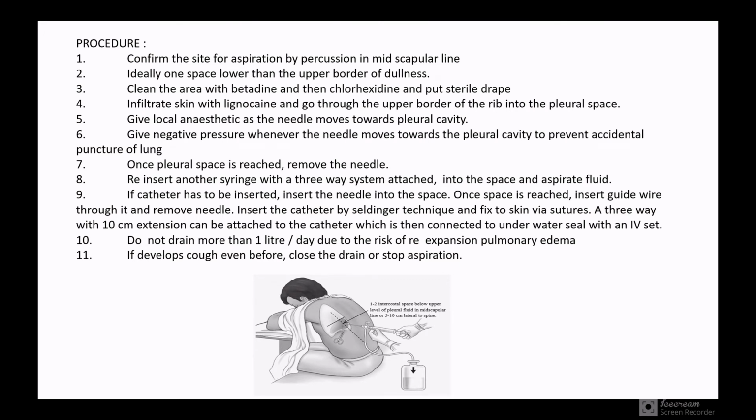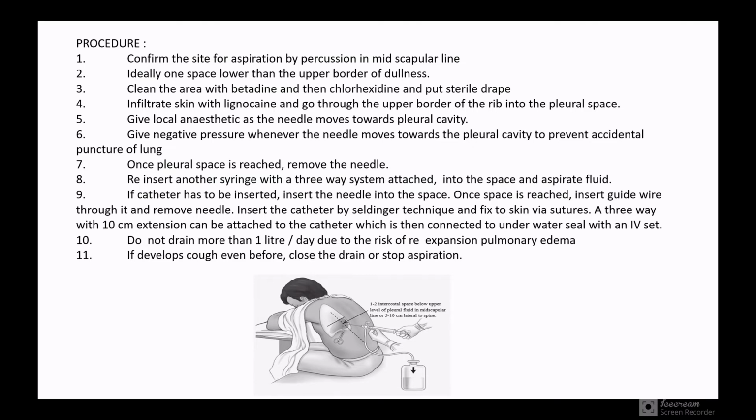Now the procedure. First confirm the site for aspiration by percussion in the mid scapular line. For more details about percussion and the physical examination, I will be making another video, and all details of the physical examination I will include in that. Now coming to the thoracocentesis procedure, ideally one space lower than the upper border of dullness.